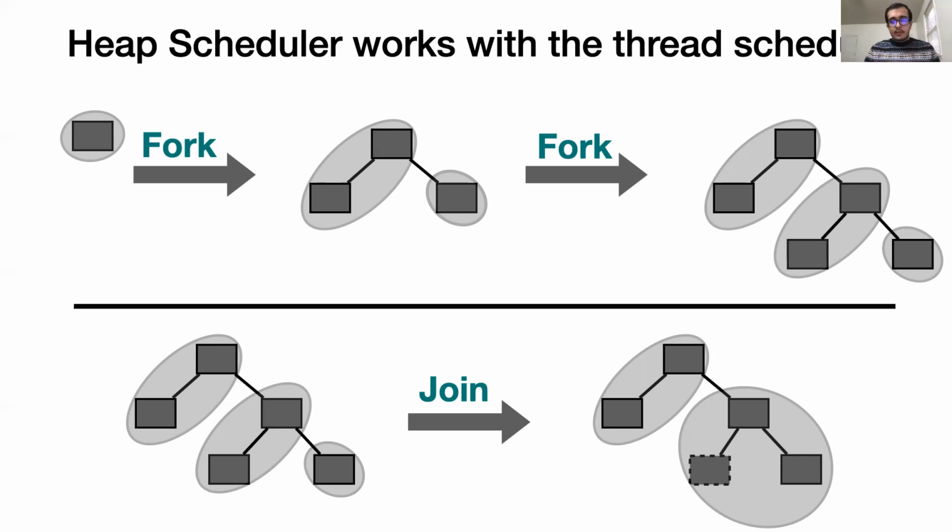At a join, a thread will merge with its sibling thread. So the heap scheduler will merge the bubble with its sibling bubble. The idea is that we fork and join these heap regions just like we fork and join threads. The takeaway from this slide is that we are scheduling the memory just like we schedule threads. And each processor manages the memory that is scheduled on it.